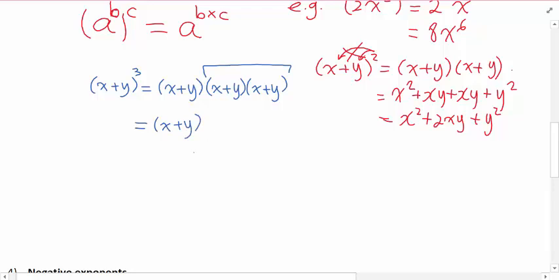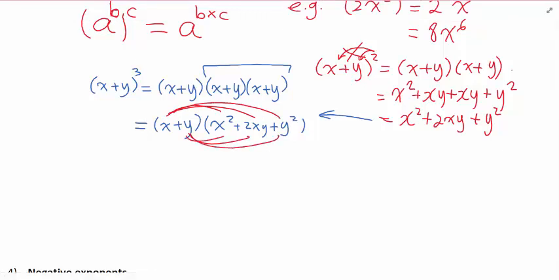And this, I know is this one, right? So let's just borrow this one here, because we want to save some time. So I know that this is going to be x squared plus 2xy plus y squared. Okay? So now guess what you do? You have to multiply the x with everything there and the y with everything there. Go ahead, do it.